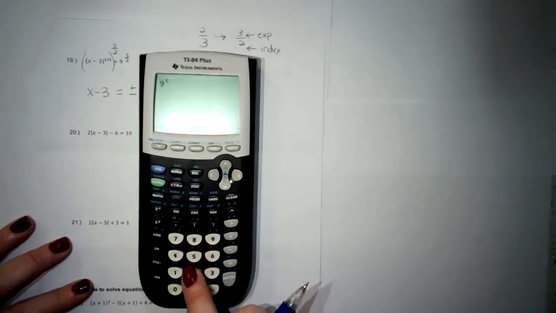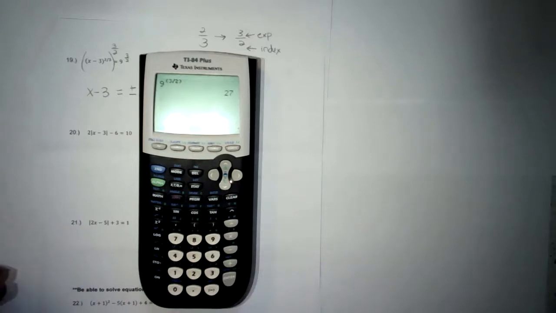Parenthesis, 3 divided by 2, close your parenthesis, and you get 27. Okay, you should get a nice little neat number. Make sure you can do that on your calculator. It'll work no matter which one you have.